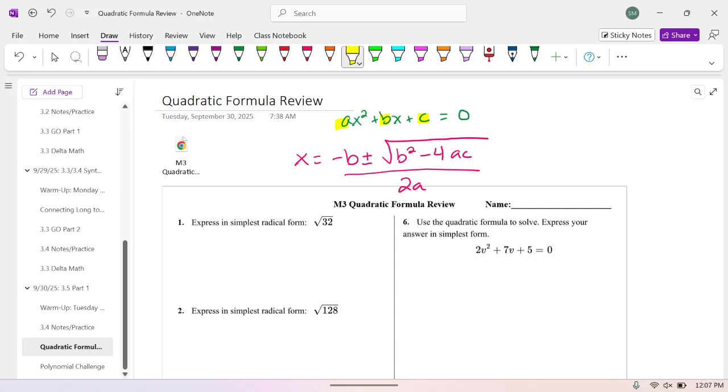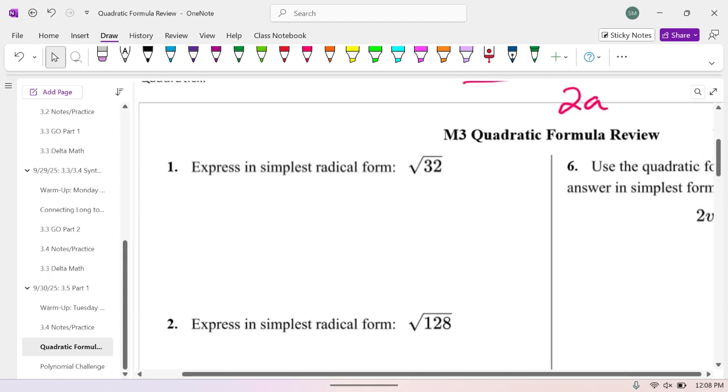Okay, so before we even get into the quadratic formula, we first need to review how to simplify a radical. Why am I doing that? Because in Math 3, you don't give me a decimal, you give me a simplified radical, especially once we throw i's in there. So we're just going to review how to simplify a radical.